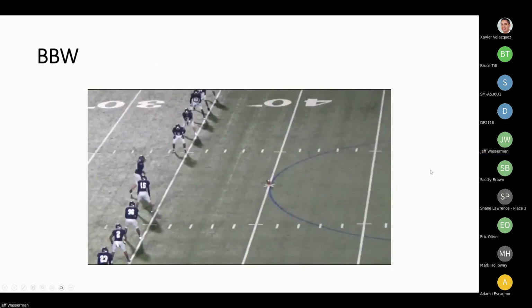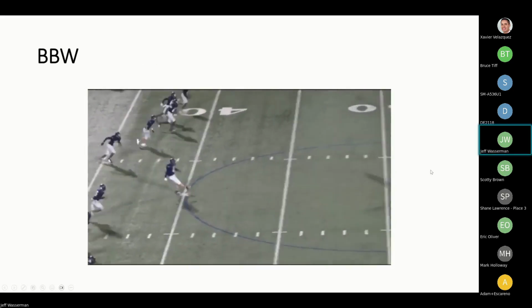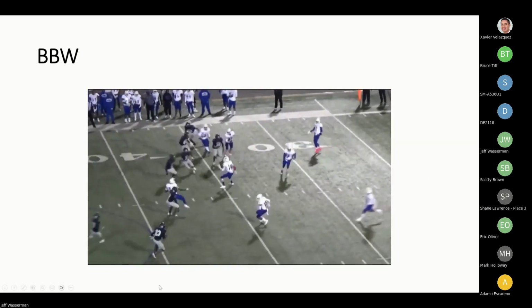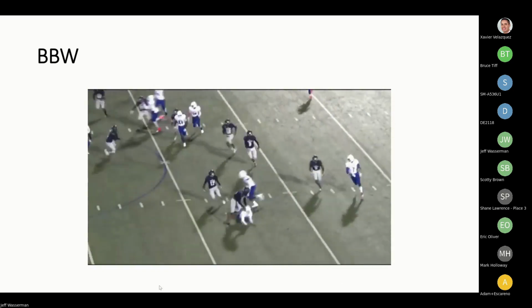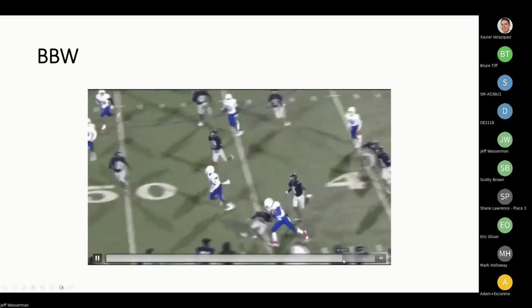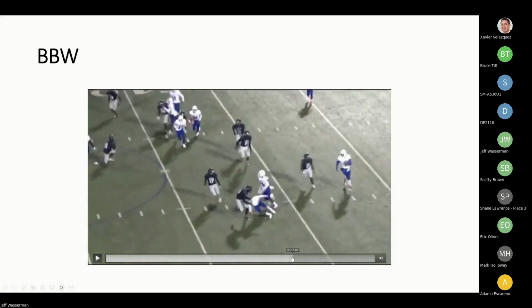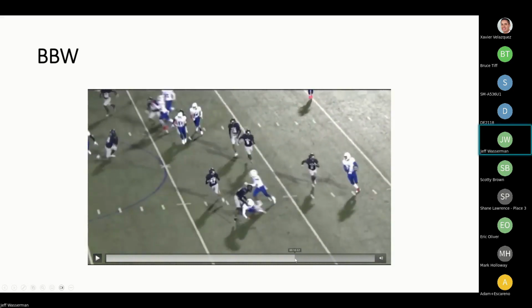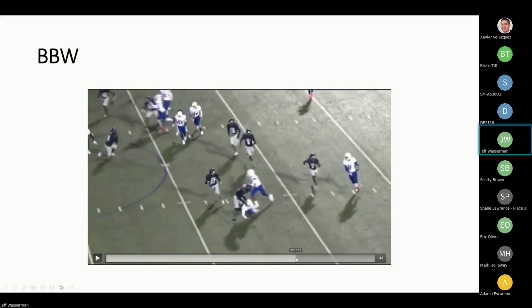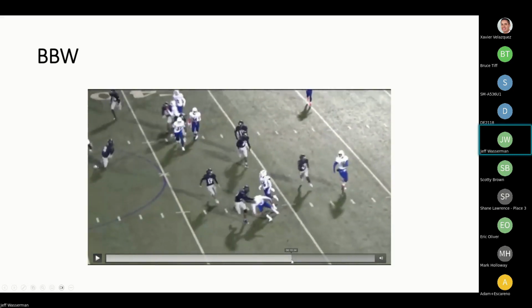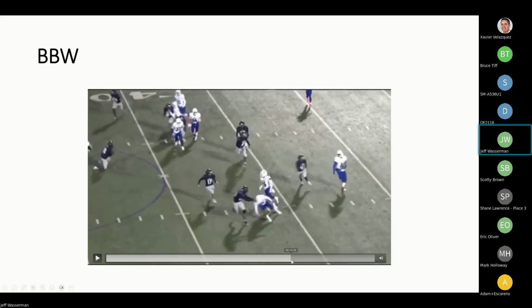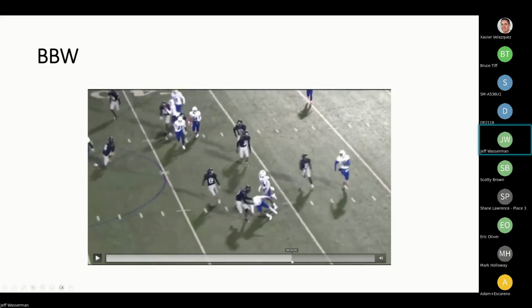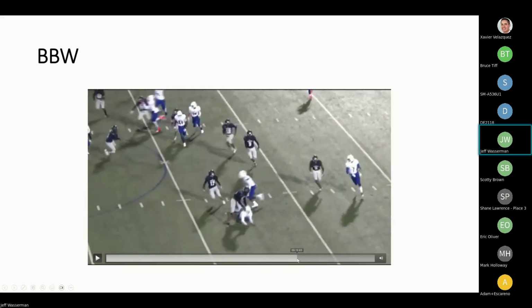All right, got to throw in the block below the waist. Okay, we got it right there. Right at the point of attack. I think we can all see that and agree that is illegal. Even though the player's hands are on him, it looks to me like he's starting off low. It's not like he started high and the player pushed him down. He started low. It's an illegal block below the waist.